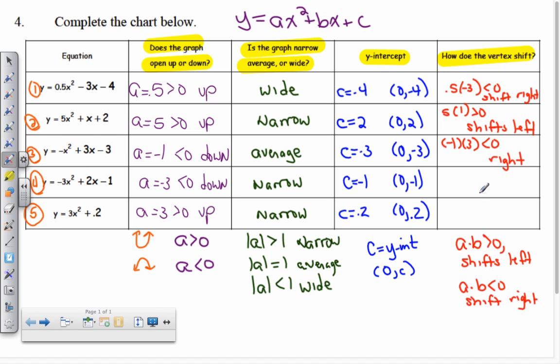And then we're talking about the vertex now. And number 4, you have negative 3 times 2, again, which is less than 0. So this is going to have a right shift as well. And then the last one, we have 3, but our B value in this case is 0. So A times B is equal to 0, and that means there's no shift. So I'm hoping that's what you found in that mini investigation. And so when you get into the notes for 8.3, you can skip these first 3 or 4 slides.